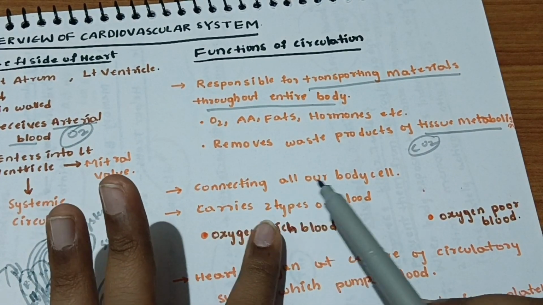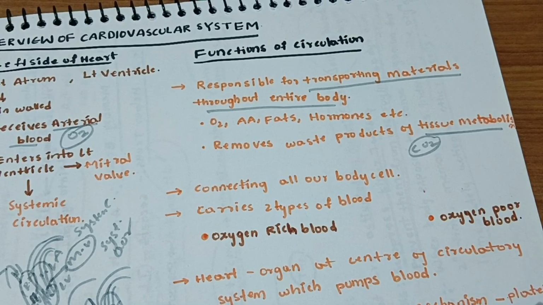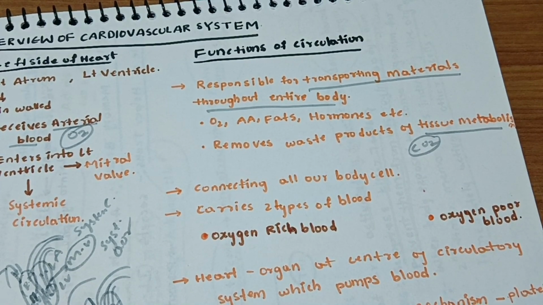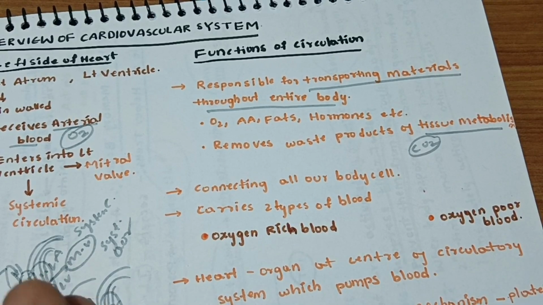Now, it connects all our body cells. It works as a pathway that connects all cells of the body. It supplies blood from one cell to another, so it is a connective tissue. Blood is a connective tissue.